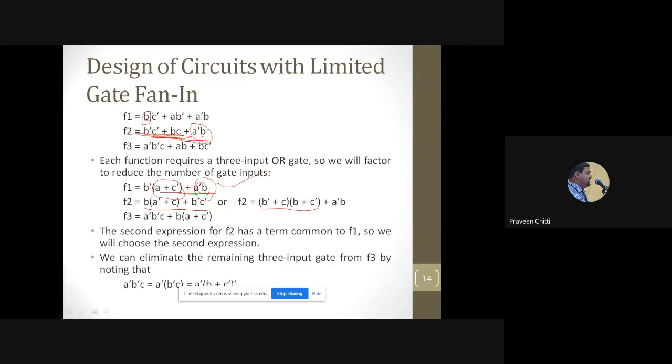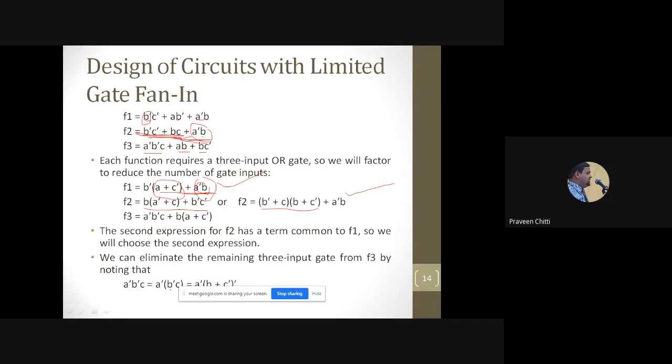So I will take this expression, then I will take this. Then in the third, you can see the third equation. Here I have a B C bar term, here I have A B term, but here there are 3 terms. So I can't implement a product of 3 literals using 2 input NAND gate. So how can we split this? This A bar B bar C, I will write as A bar into bracket B bar C.